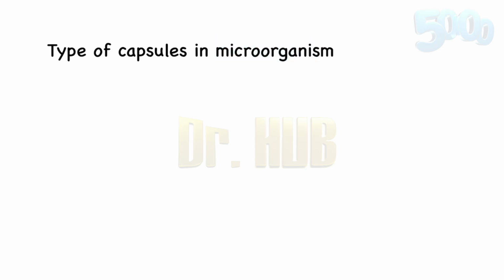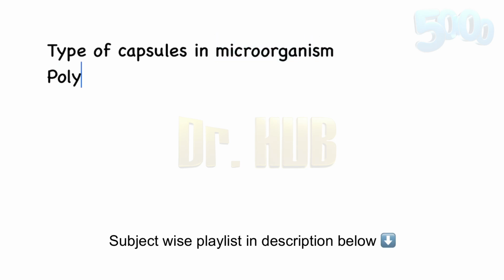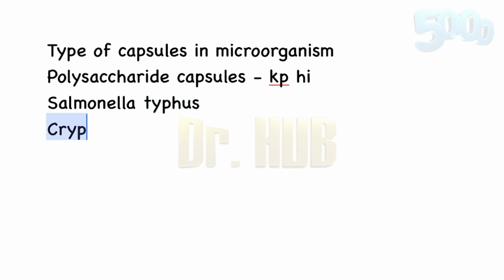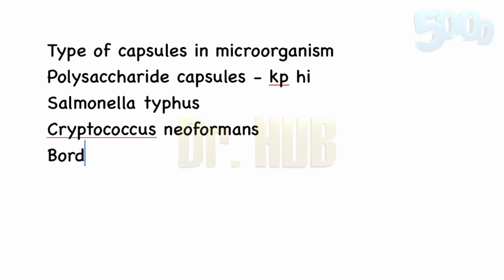Let's look at the types of capsules in microorganisms. So to begin with, first is the polysaccharide capsules. So this involves the Streptococcus pneumoniae, the Klebsiella pneumoniae, as well as the Haemophilus influenzae. Next is the Neisseria meningitidis, the Salmonella typhi. Then comes the Cryptococcus neoformans, the Bordetella pertussis, the Clostridium perfringens.